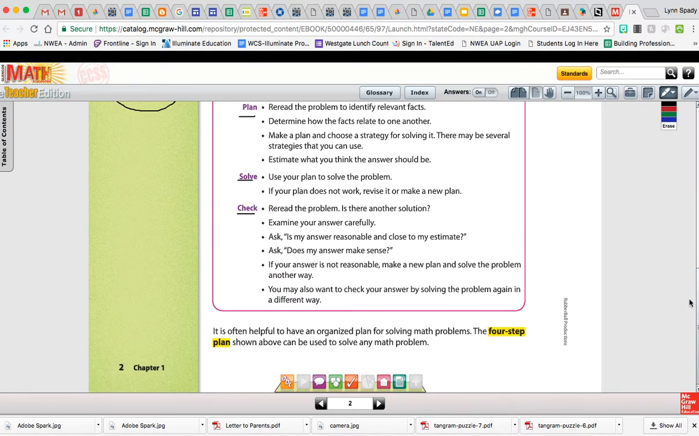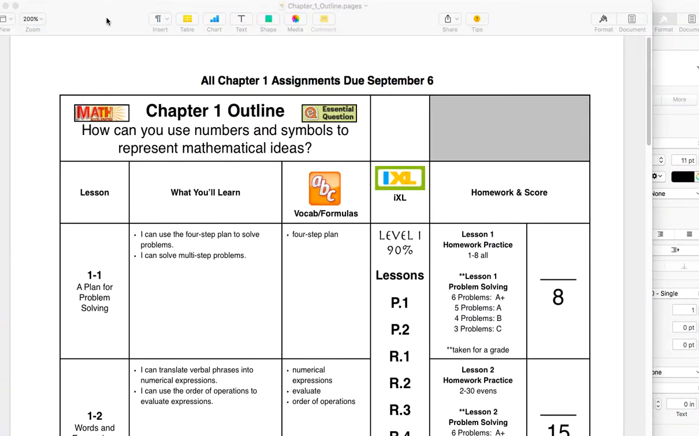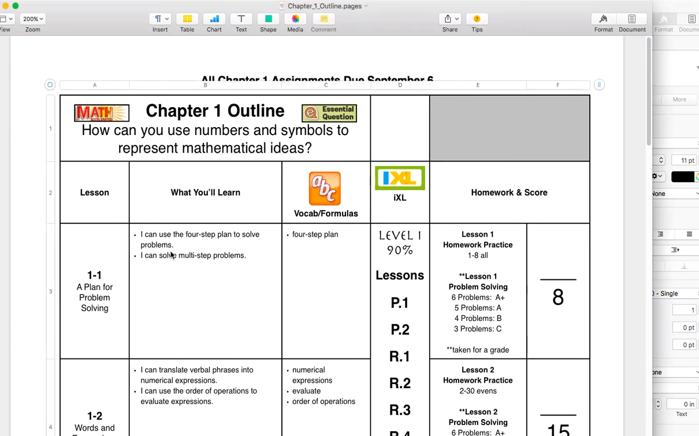At the bottom of the page here, we do have the vocabulary word highlighted, and go ahead and read through any vocabulary words and write those definitions down on your note sheet. Let me just toggle here to a couple other resources that you have. On your Chapter 1 outline, Lesson 1-1, you can also find the what you'll learn statements there. And you have your vocabulary, and then you have your homework for Lesson 1-1.